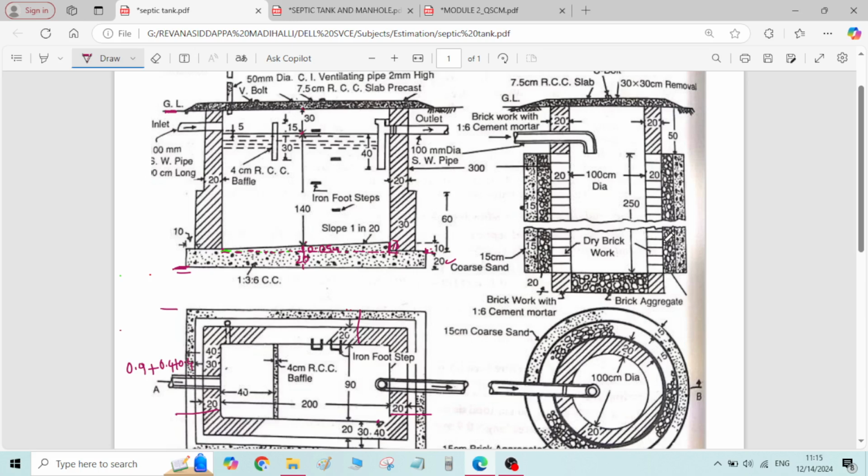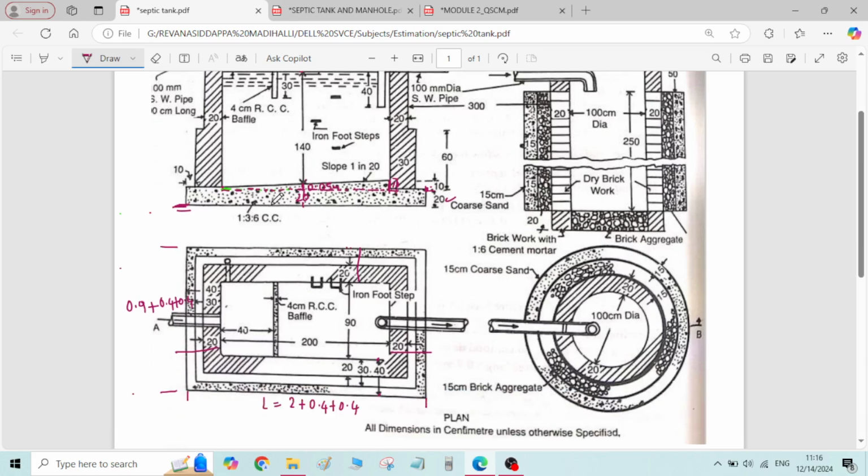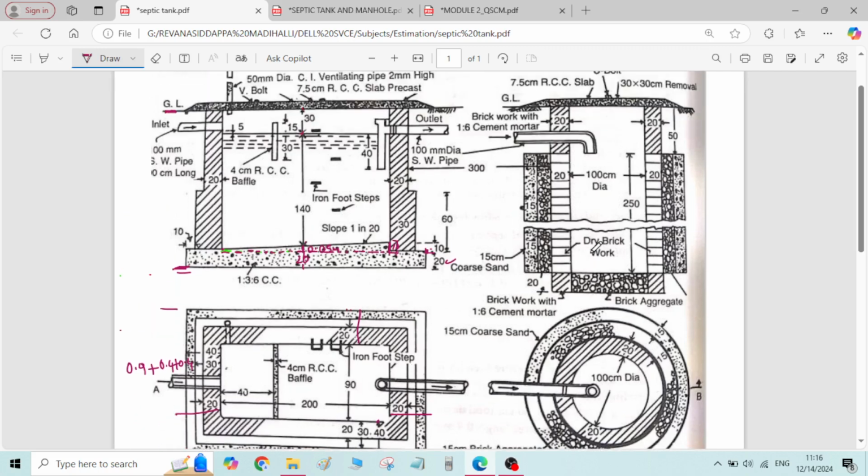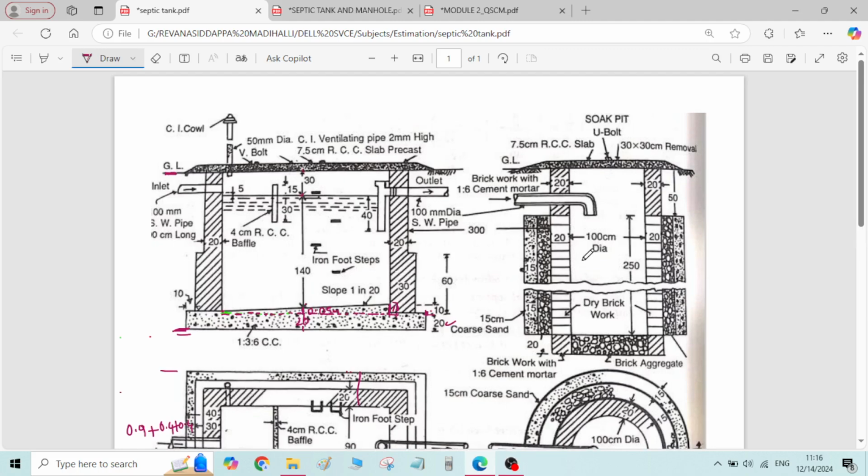Similarly, we will calculate the earthwork in excavation for the soak pit. Remember, the septic tank, whatever is given, is having rectangular shape, and the soak pit is having circular shape. Okay, so we have to apply the suitable geometrical formula to calculate the quantities. Now we will do the calculation of earthwork in excavation for the soak pit.